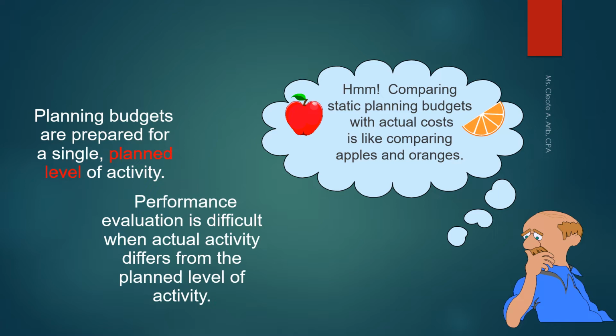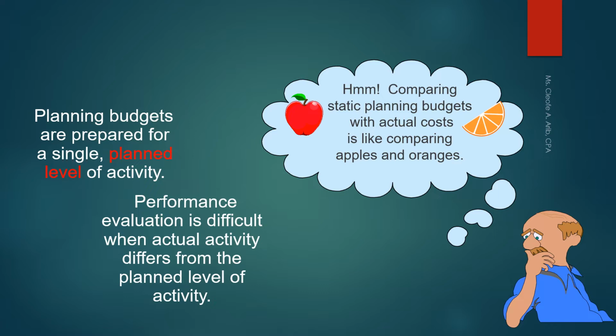Why? Because it will be difficult when actual activity differs from your planned level of activity. So comparing static planning budgets with actual costs is like comparing apples and oranges. Kasi dapat, if activity is higher than expected, variable cost should be higher than expected. If activity naman is lower than expected, then variable cost should be lower than expected.